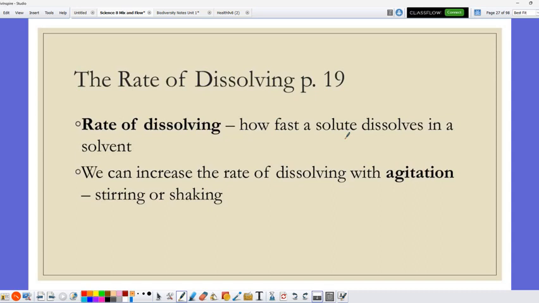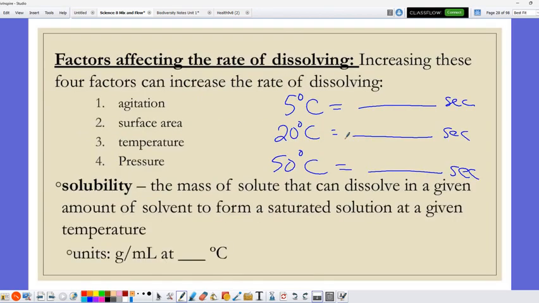And we just finished doing a lab on rate of dissolving, how fast the solute dissolves in a solvent. We can do several things to increase the rate of dissolving. One of them is agitation, otherwise known as stirring or shaking. And we looked at other things that can affect it. So stirring causes the rate of dissolving to increase because the particles find each other. Surface area: you can grind something down to a dust and it would dissolve faster because there'll be more particle area to interact with the water.